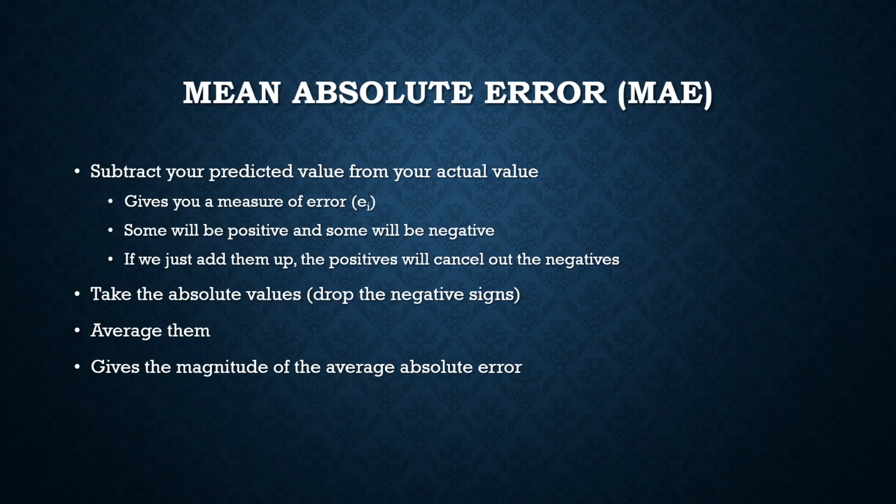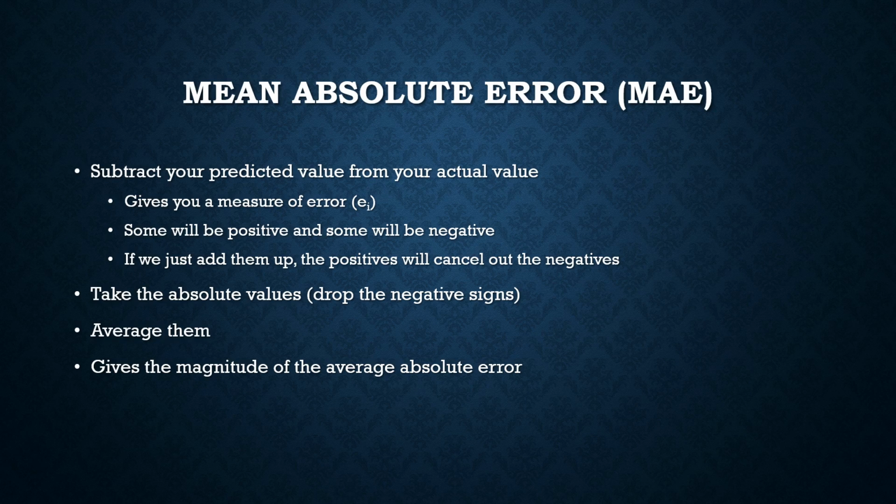When we average those and calculate the mean, we have to add all of them up. And if we just add them up, a lot of the positives are going to cancel out the negatives. So the actual number that we get is going to be a lot smaller than if we accounted for the error individually. So what we'll do is convert all of those individual errors, where we subtracted the predicted from the actual, and take the absolute value, which allows us to drop the negative signs. Then when we add them up, we're adding up all positive values, nothing's canceling each other out, and we can calculate that mean. So it gives us the magnitude of the average absolute error.